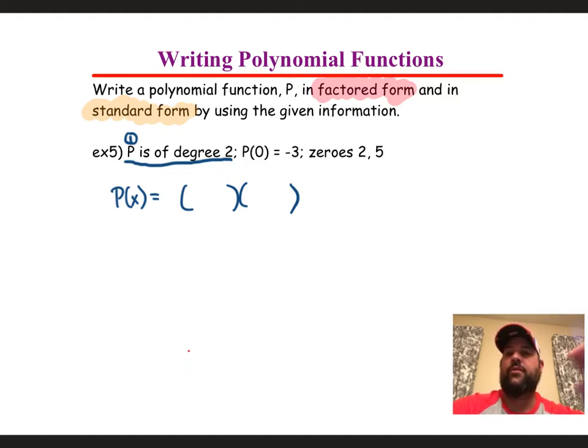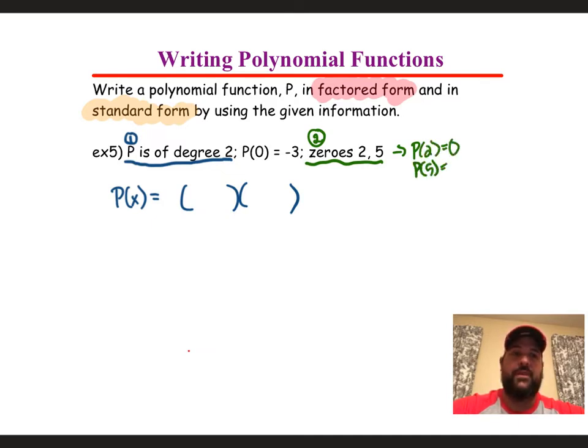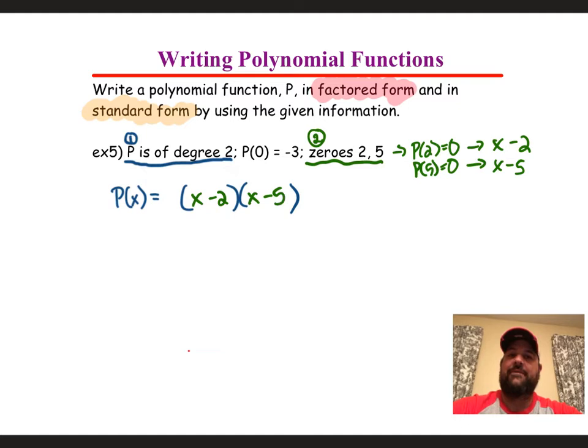I'm actually going to hold off on that for a second, and instead I'm going to move to the zeros of 2 and 5. So that's the second step. What that really means is that p of 2 equals 0 and p of 5 equals 0. From our remainder theorem, we know that this occurs, and that means that x minus 2 is a factor, and that if p of 5 is 0, x minus 5 is a factor. So guess what? We just found that our 2 binomials here should be x minus 2 and x minus 5.